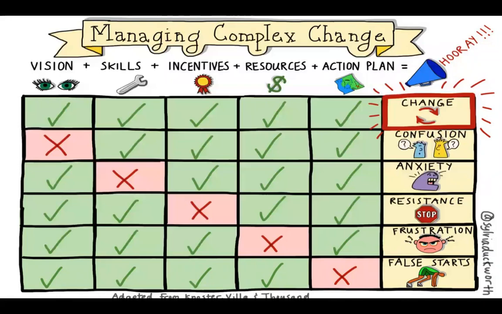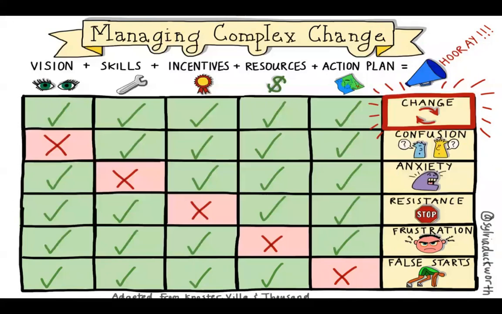1, you need vision. This is your why statement. Why in the world are we doing this? Where are we going? And what's the big outcome? You need skills. So you need to invest in training. You need to make sure that you understand the systems, that you're doing this efficiently. You need to make sure that people have incentives around this. Hey, this is going to give you time back in your day. This is going to help you reach more donors. There has to be a personal win for folks.